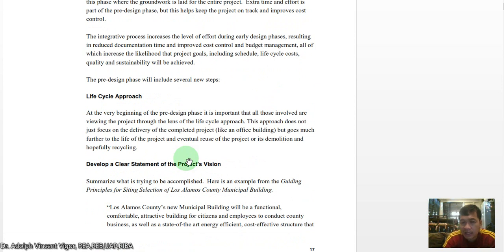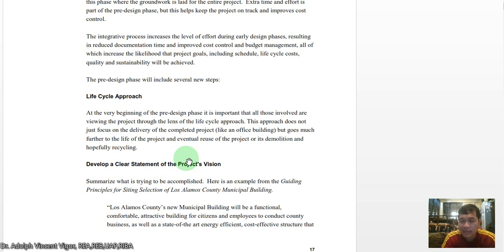So the first is the life cycle approach. At the very beginning of the pre-design phase, it is important that all those involved are viewing the project through the lens of the life cycle approach. This life cycle approach does not focus on the delivery of the completed project, but goes much further to the life cycle of the building and eventual reuse of the project or its demolition and hopefully recycling.